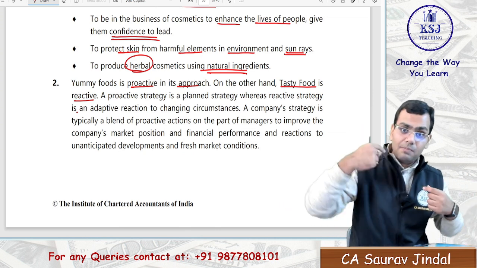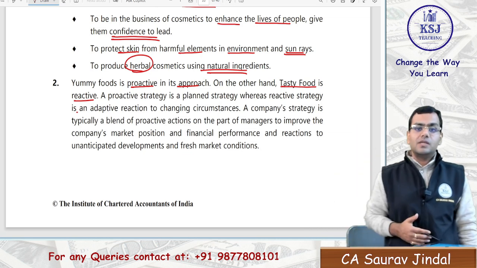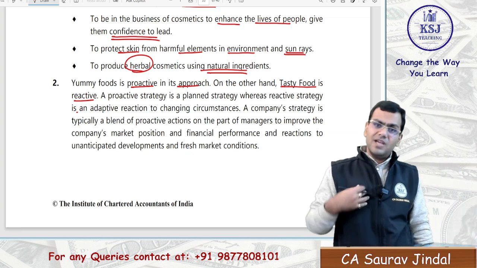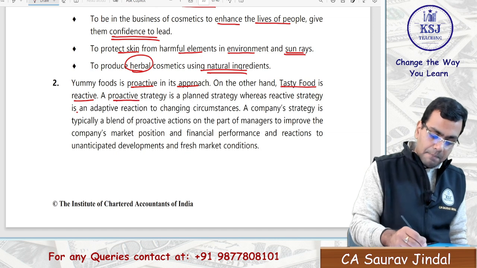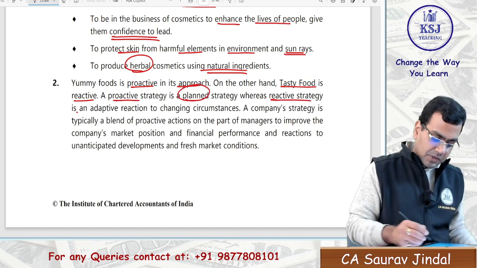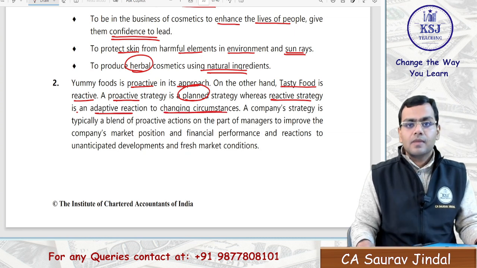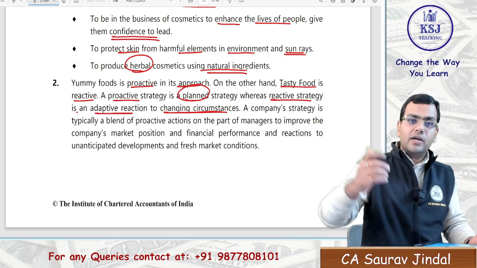We know what is a proactive and reactive approach. We are going to tell you how Yummy Foods is following the proactive approach and how Tasty Foods is following the reactive approach. A proactive strategy is a planned strategy, whereas a reactive strategy is an adaptive reaction to changing circumstances. To adapt ourselves to the changing circumstances, we react according to the changes.